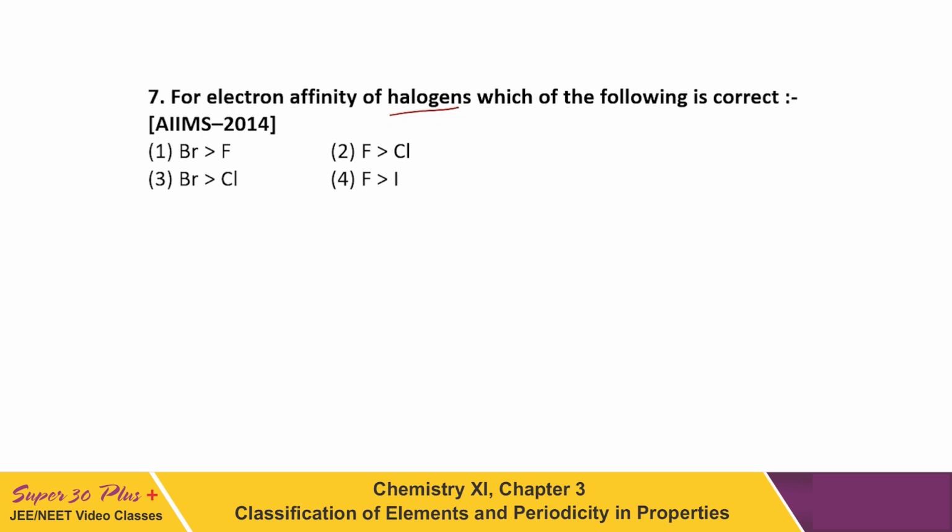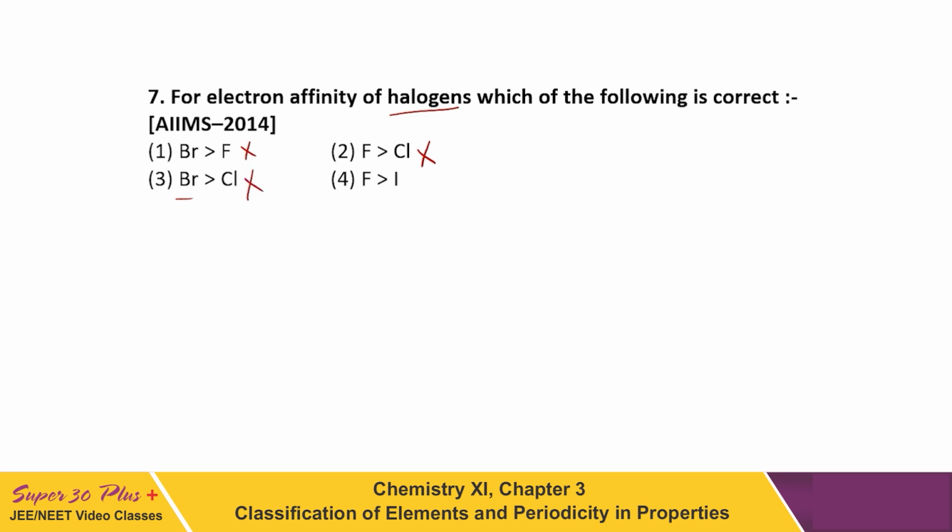First option says bromine has more electron affinity than fluorine. No. Fluorine should have more electron affinity than chlorine, actually. But if you remember, students, as an exception, the electron affinity or electron gain enthalpy of a third period member is greater than the second one. So chlorine has more electron affinity. So this option is also wrong. And the electron affinity of chlorine is maximum in the periodic table. So bromine cannot have more electron affinity than chlorine. So this is also wrong.